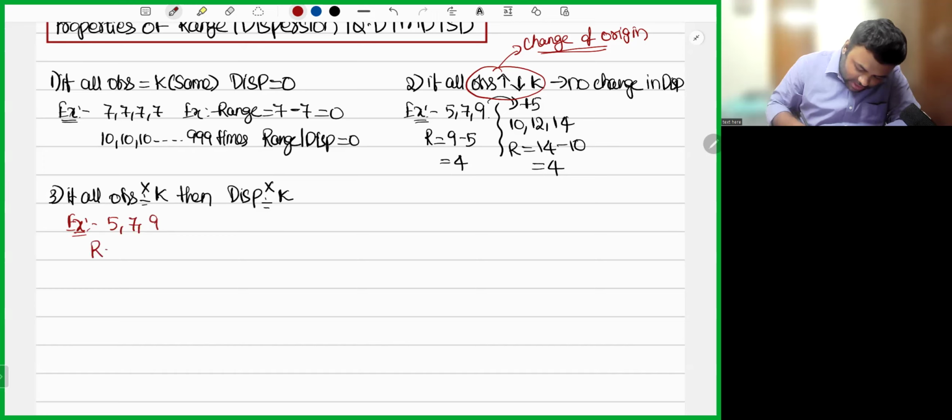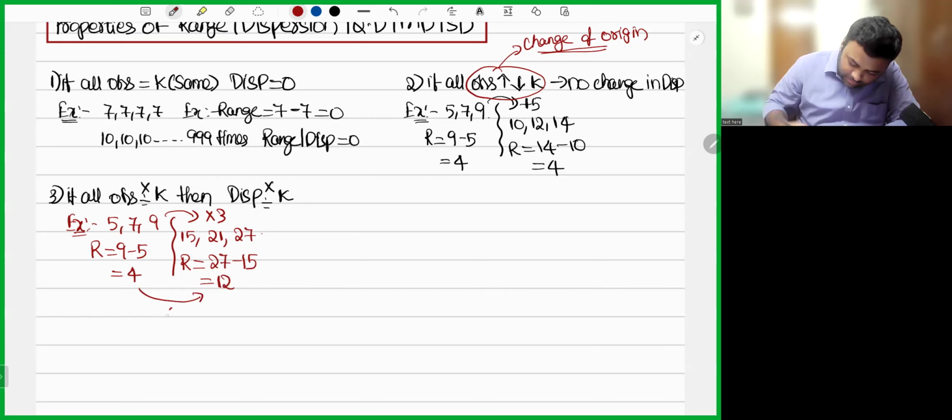Range will be 9 minus 5, which is equal to 4. Now all the observations are multiplied by 3. 5 into 3 is 15, 7 into 3 is 21, 9 into 3 is 27. So range will be 27 minus 15, which is equal to 12. Can you see, even it got multiplied by 3, 4 into 3 is 12. So I will say one point, my dear friends, here.